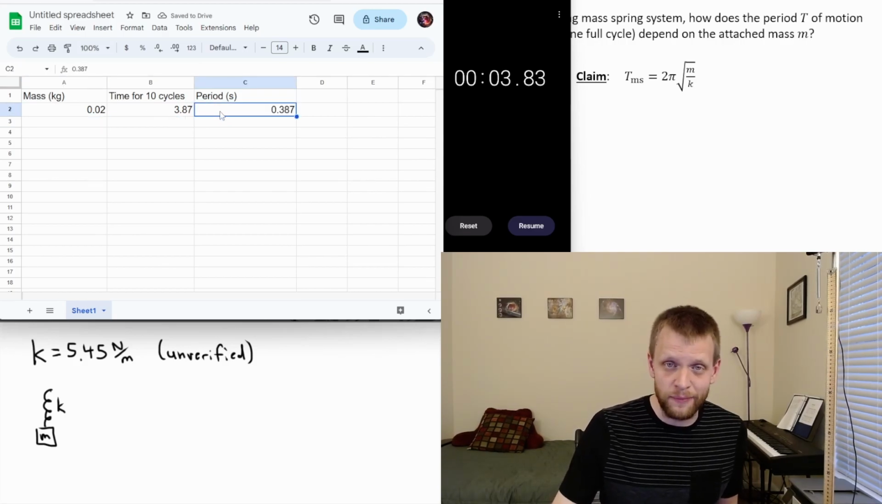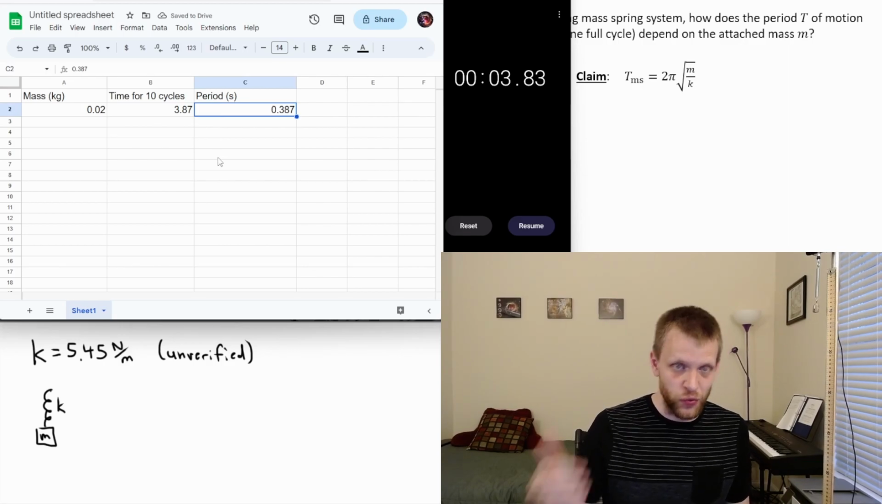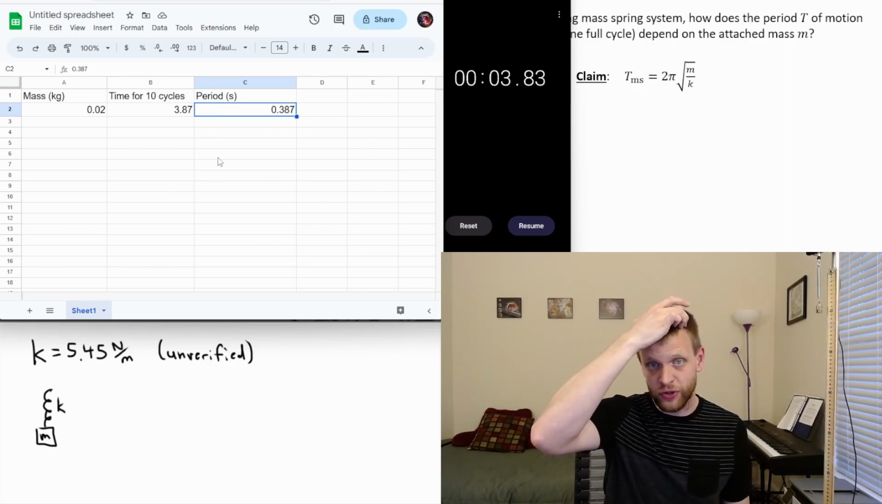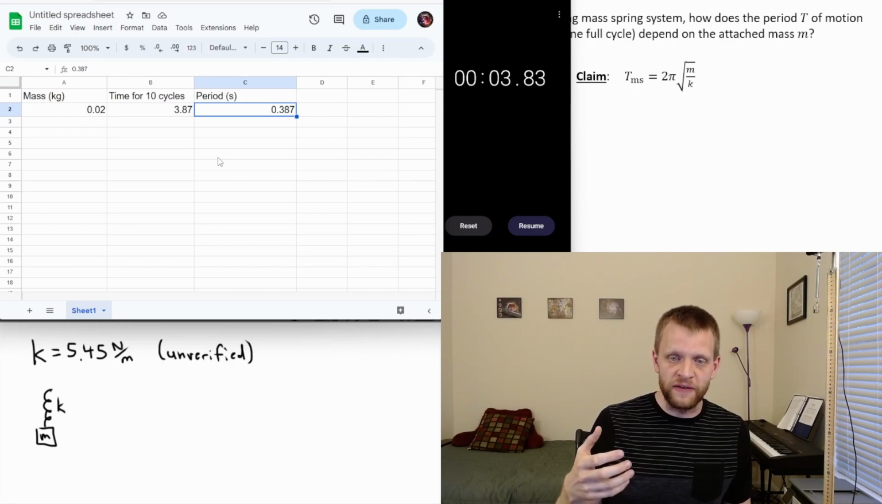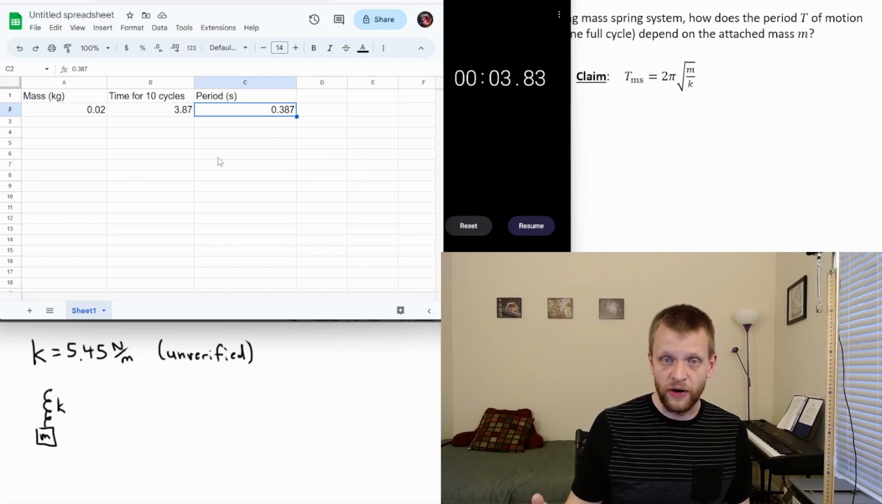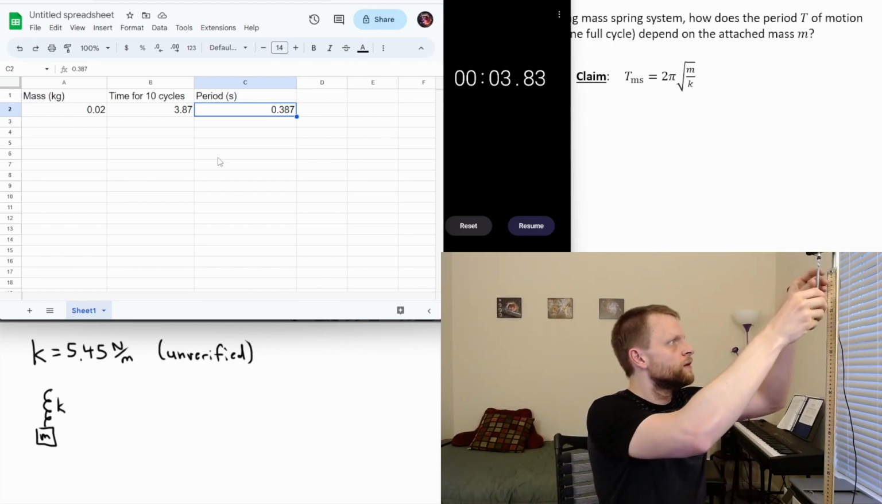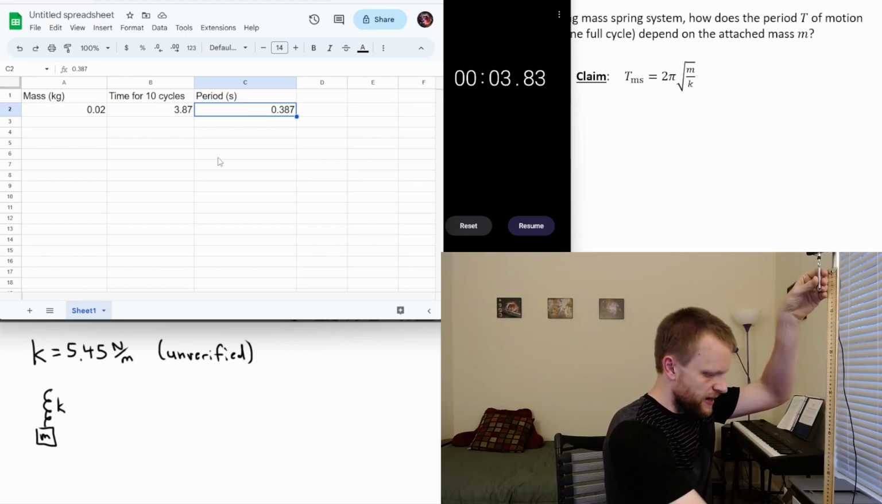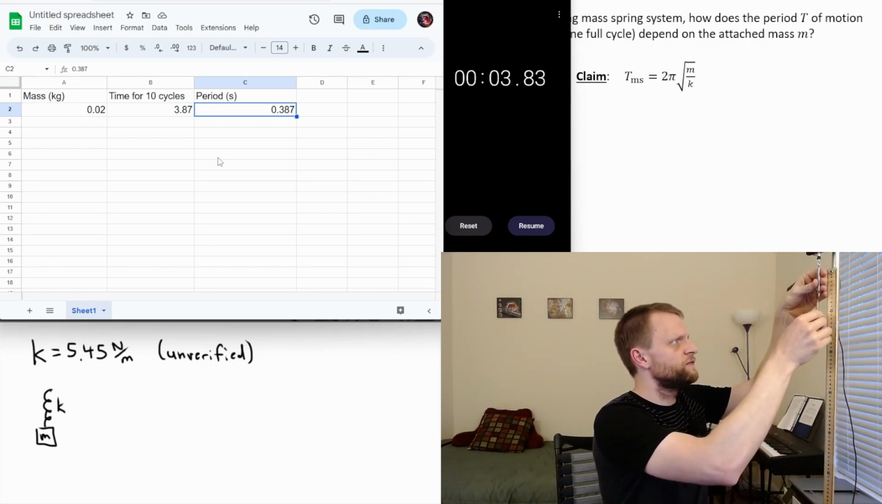Again, there's no way that I'm going to be able to measure a time that short just with a stopwatch with my hand. So we want to find ways of increasing the accuracy of our particular measurements. Okay, so that was the 20 gram mass. Let's change this for a 50 gram mass.